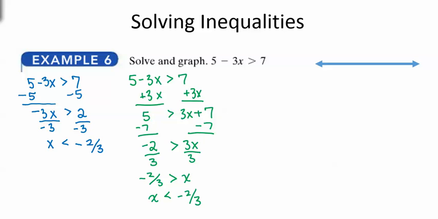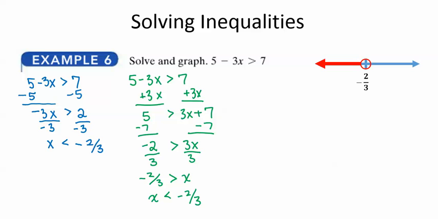So we have our number line. We have our negative 2/3. Now, even though the original inequality had a greater than symbol, our solution set actually has a less than symbol. We don't include negative 2/3, and so we need an open circle at negative 2/3, and then we shade in the direction of the inequality, which is to the left. Remember, don't shade in the direction of the original inequality. We shade in the direction of our solution set, which is x is less than negative 2/3.